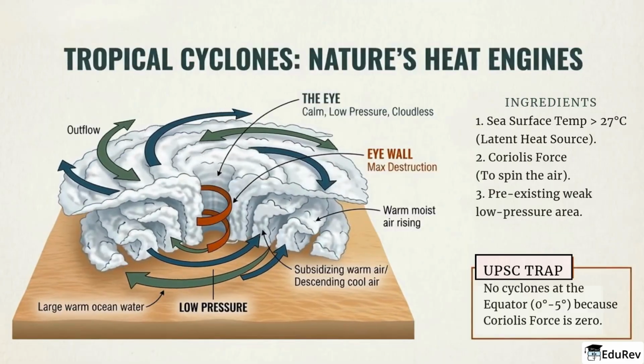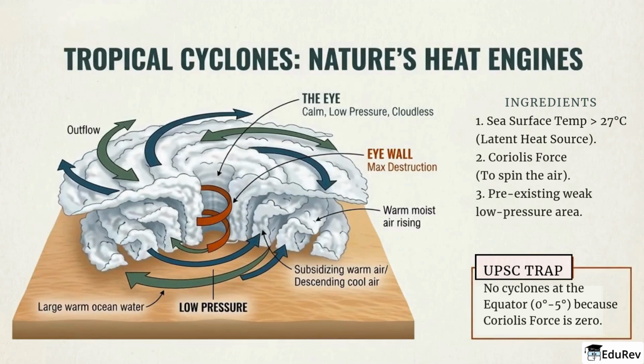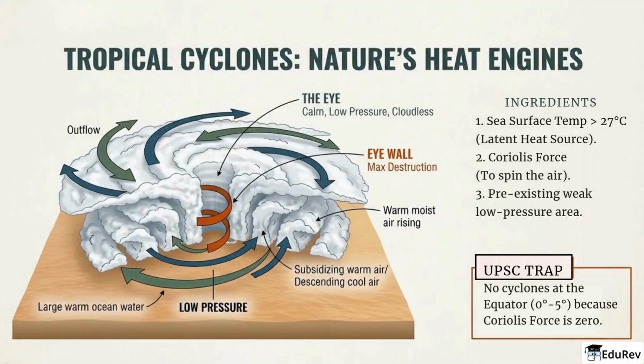Here's a trap you need to be aware of. No cyclones at the equator, roughly 0 degrees to 5 degrees, because Coriolis force is 0.